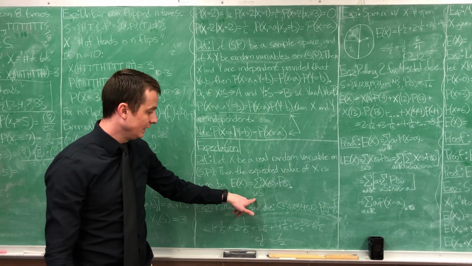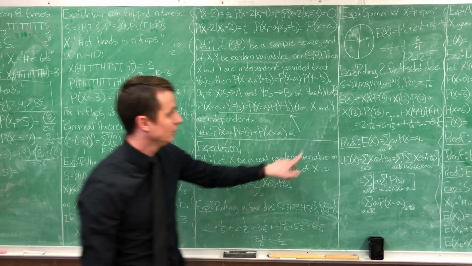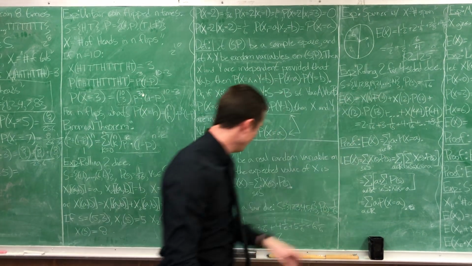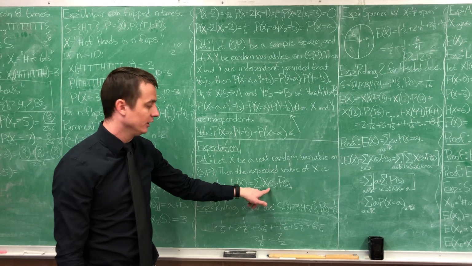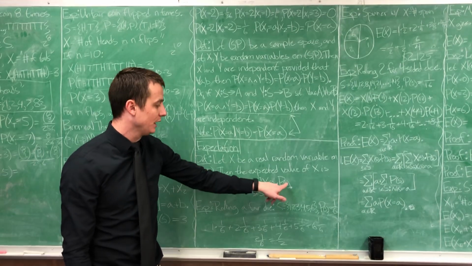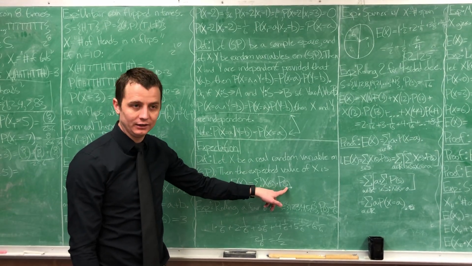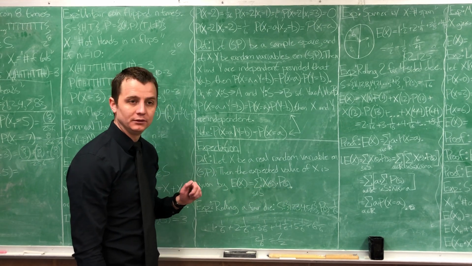We're adding up for each thing in S. Here was S. S was all these things. For each thing in S, plug it into your random variable and multiply it by the probability of getting that outcome in S. And add them all up.